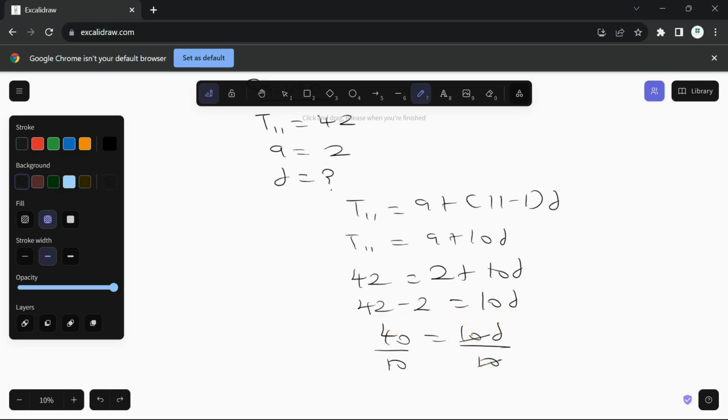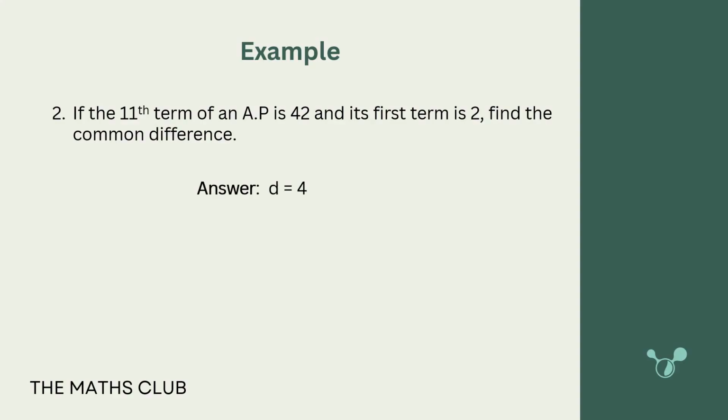So 10 will cancel 10. 10 here 1, 10 here 4. So what we have here is 4 is equal to d. Or we can say d is equal to 4. So this means in our question, the d is equal to 4. Great, so our d is equal to 4.